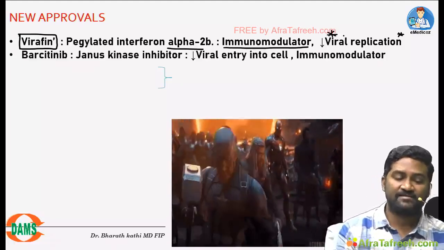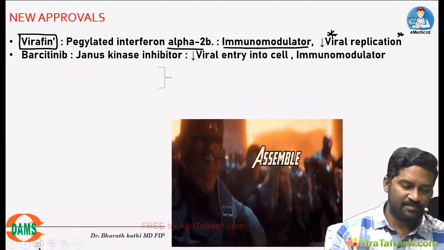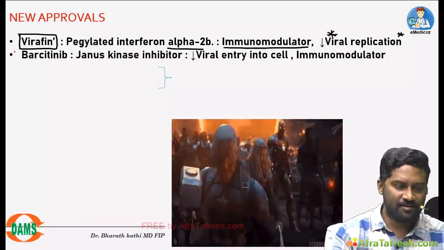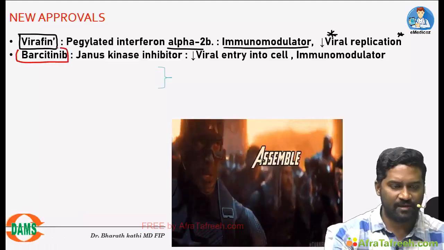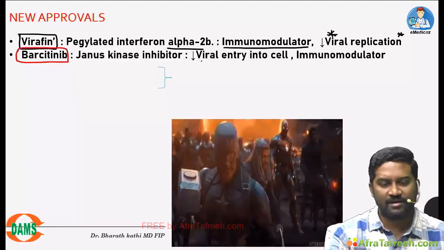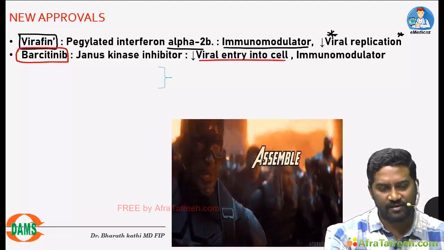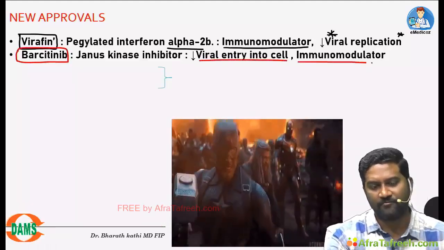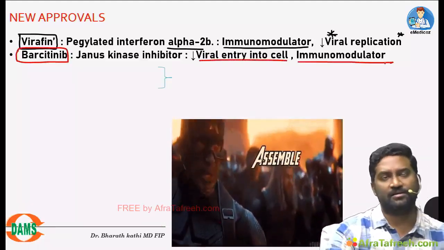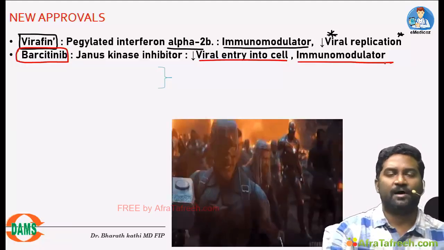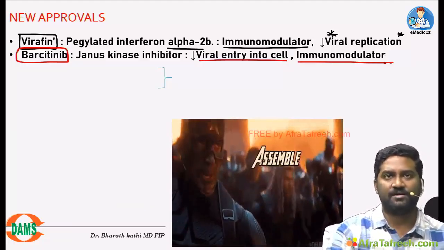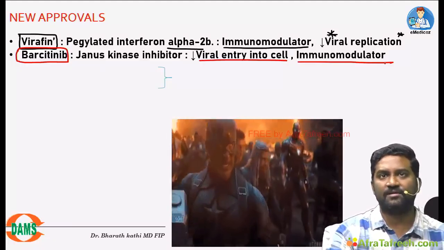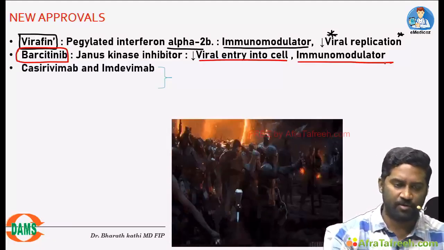Then we have baricitinib. Baricitinib is a Janus kinase inhibitor. The mechanism, why it is used, is that it can decrease the viral entry into the cell, and it can also function as an anti-inflammatory immunomodulator. Baricitinib, Janus kinase inhibitor, decreases the viral entry into the cell and functions as an immunomodulator.